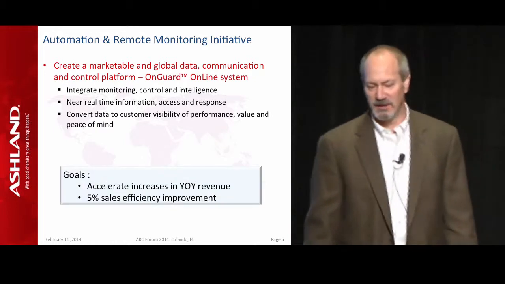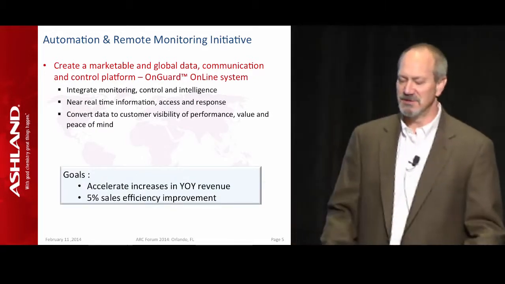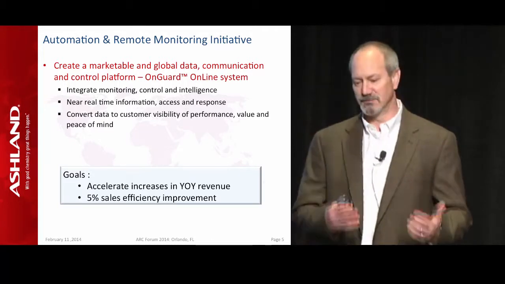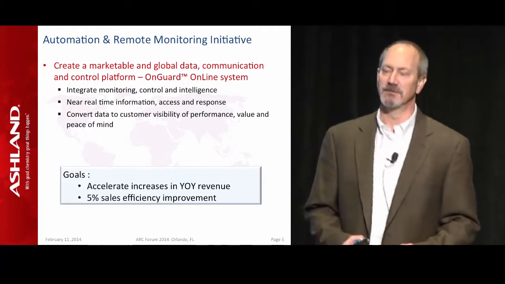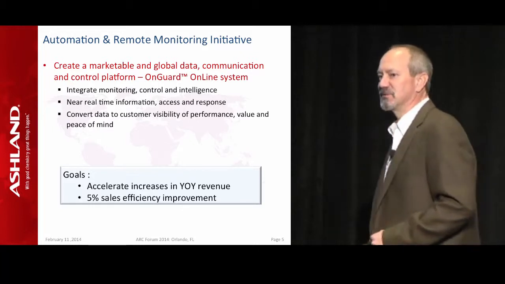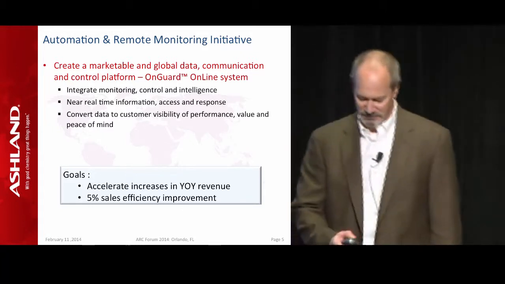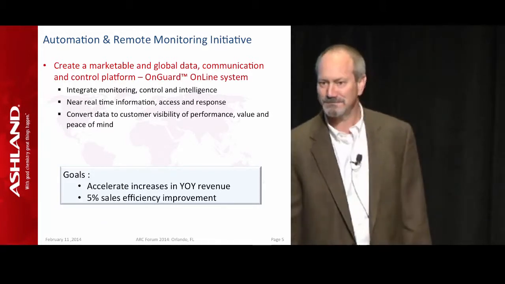We had some goals when we got into this project. We wanted to see some acceleration in our year-over-year revenue, so we want to see some sales increases as a result of bringing on automation and remote monitoring. We also felt that there were some efficiency improvements. We had a target of 5% sales efficiency. So remember that; we may come back to it later.